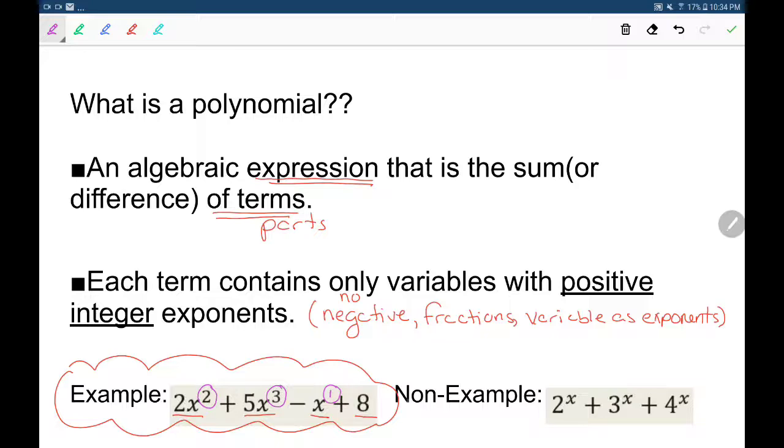Something on the other hand over here, we have a non-example. So something that looks like a polynomial but isn't. When we examine it carefully, we have all these x's, but those x's are up in the exponent. That's a type of exponential expression. It's not a polynomial, so it would behave differently than what we're talking about.